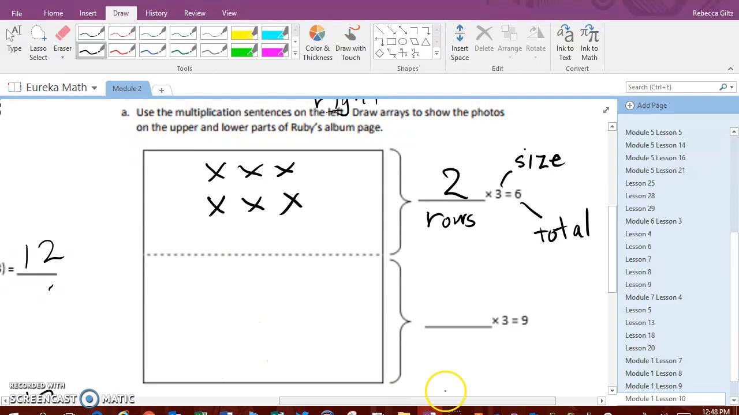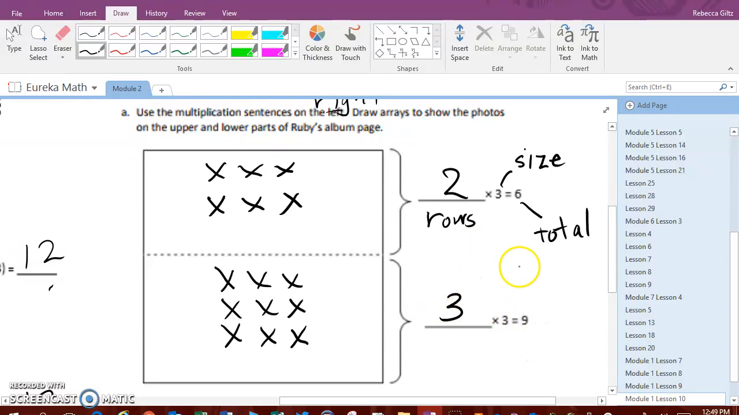Down here, we also have something times 3, but this time it equals a total of 9. So we're going to do the same thing until we get to 9 x's. 1, 2, 3. That's only 3. 4, 5, 6. Only 6. I need 9. 7, 8, 9. All right, now I'm done. So I have 1, 2, 3 rows. Okay, we had to figure out the rows by using what we knew about multiplication problems and what those factors and what the product or the answer or the total tells us.